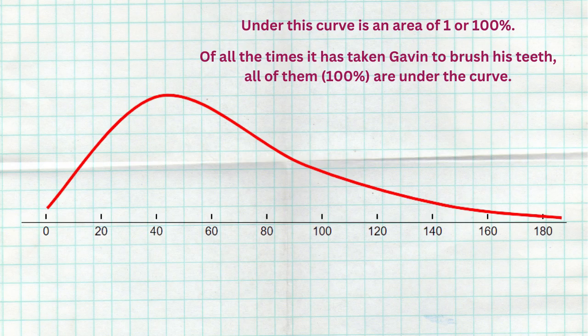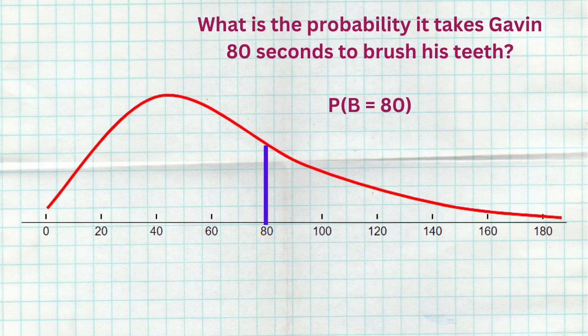So the idea is the density curve allows us to see where the curve is more dense, which is where we see more outcomes. So the number line shows us the possible values for the continuous random variable, and the curve shows us what's more likely and what's less likely. So now we could use this curve to talk about probability. For example, we can maybe ask the question, what's the probability it takes Gavin 80 seconds to brush his teeth? Well, hold on, stop, time out.